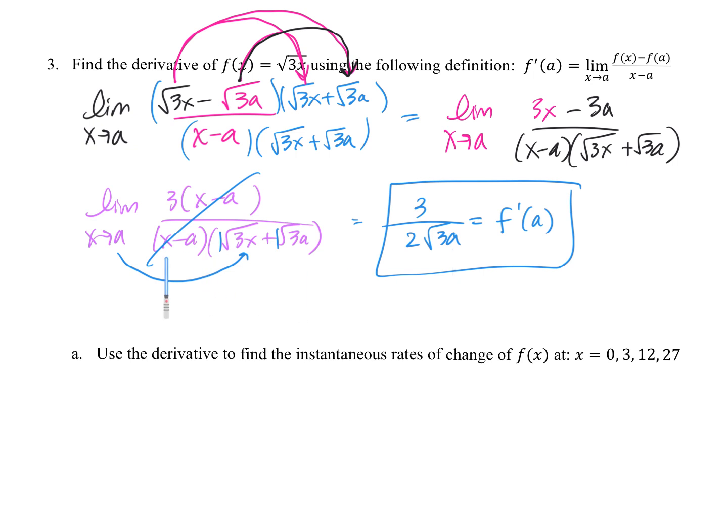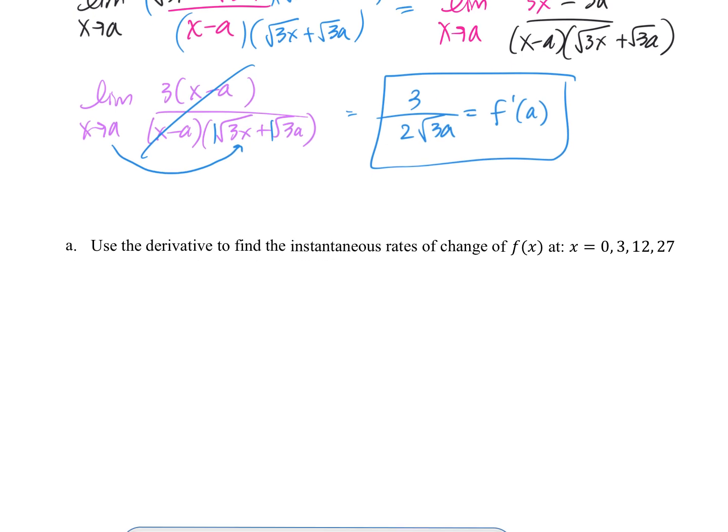Oh, because it's approaching. Yep, good call. We had to replace it with an a, just whenever my x. So to your point, Ritz, these a's just both represent x's. This is my derivative. This is my slope at any point. And look what they said. Use this derivative, that's what we got, to find the rates of change at these different values.